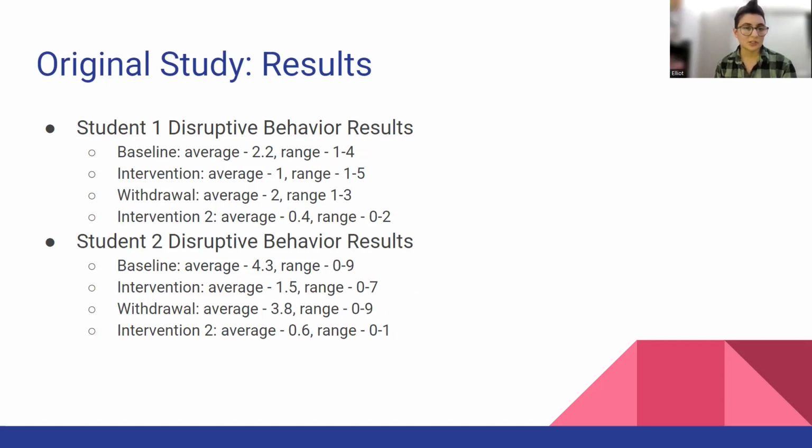And then student 2, we had 4.3 instances of disruptive behavior, jumping down to 1.5 for intervention, and then going back up to 3.8 for withdrawal. And then the second intervention was also very low with only 0.6 instances per 15-minute interval.